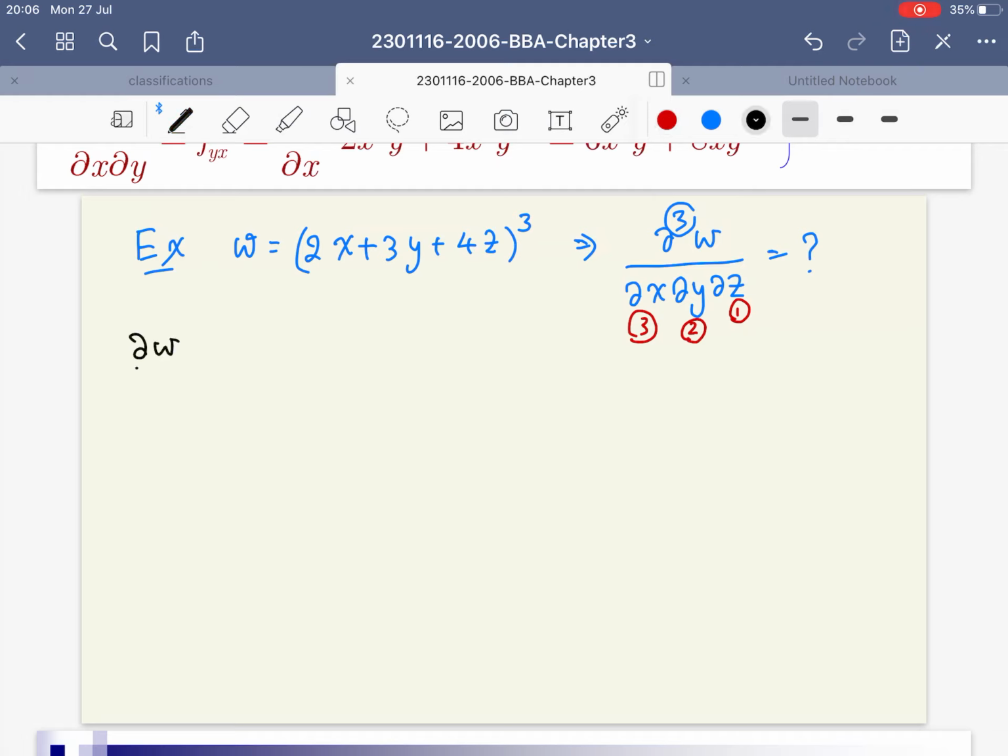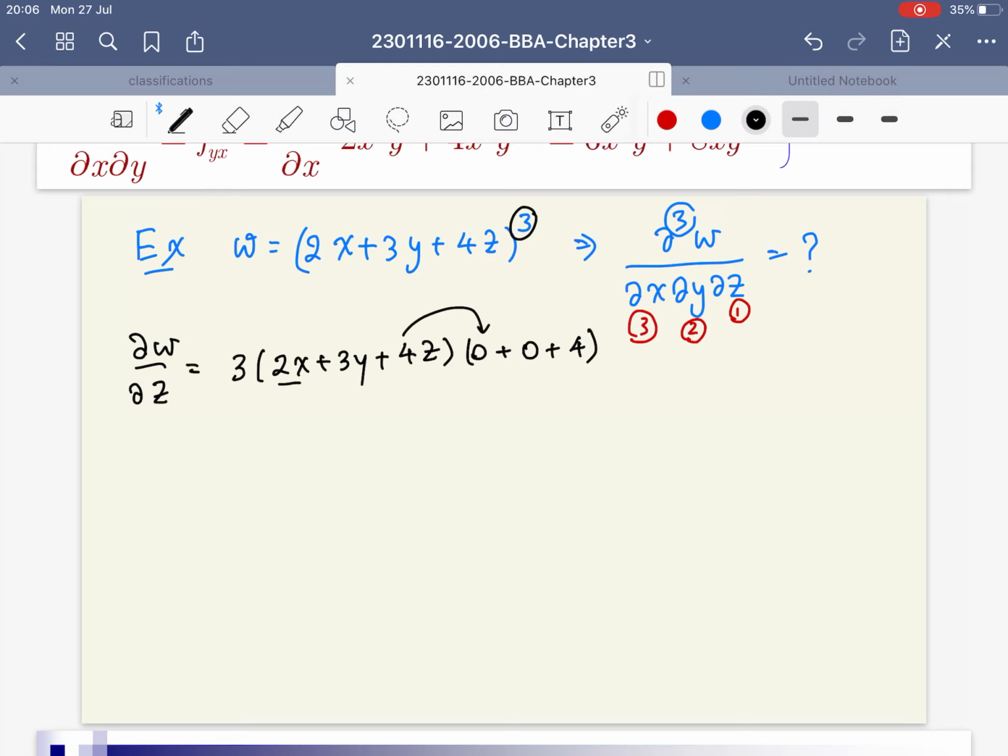So first, dw by dz, what is it? You just use the chain rule to kick down the 3. So you have this one, and then a derivative of the inside with respect to z. So the first term becomes 0, the second term also 0, and the last term is 4.